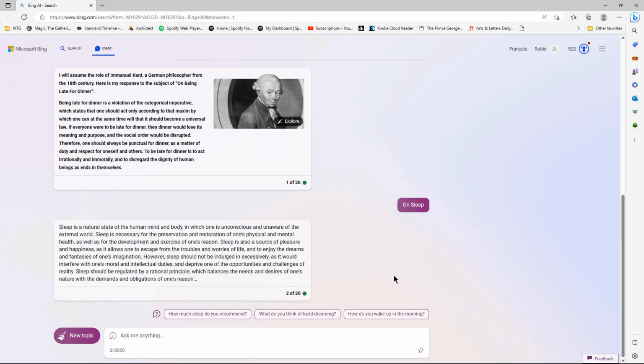However, sleep should not be indulged in excessively, as it would interfere with one's moral and intellectual duties. Oh no, okay. And to provide one of the opportunities and challenges of reality. Sleep should be relegated. So it is in character.